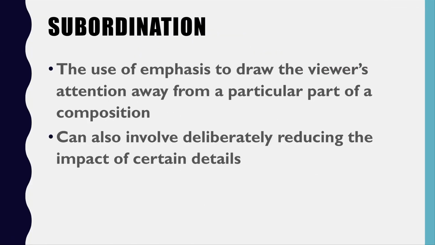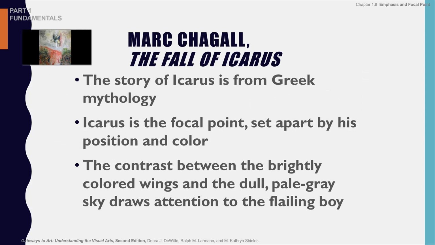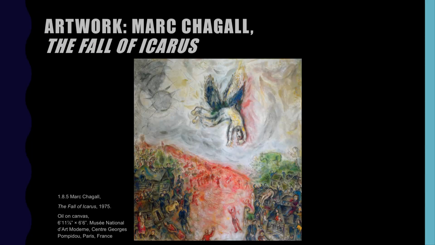Okay, now subordination is really important in order for an artist to have a focal point. There has to be an area that is less, if we're talking about hierarchy, it is at the bottom of that. So let's go back. When we look at Icarus, outside of him we look at the sky, because it doesn't have all the detail and the color like you see in him, it becomes subordinate to the man falling from the sky.